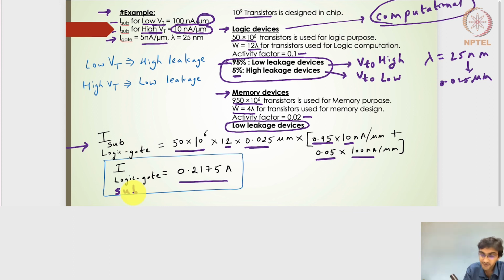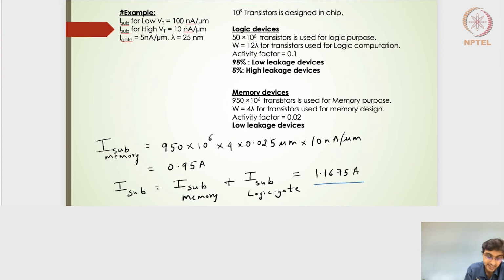Right. Similarly, if I can estimate the memory devices and the subthreshold leakage current for the memory devices, which will be nothing but 985 into 10 raised to 6, and all of them use the low leakage devices. So 985 into 10 raised to 6 multiplied by the width, which is 4 lambda, 4 into 0.025, multiplied by the low leakage devices characterized by 10 nanoamperes per micron. So if I do that, I'll get 0.95 amperes.